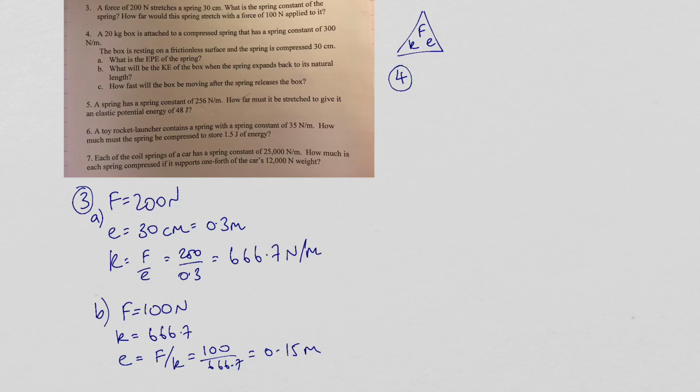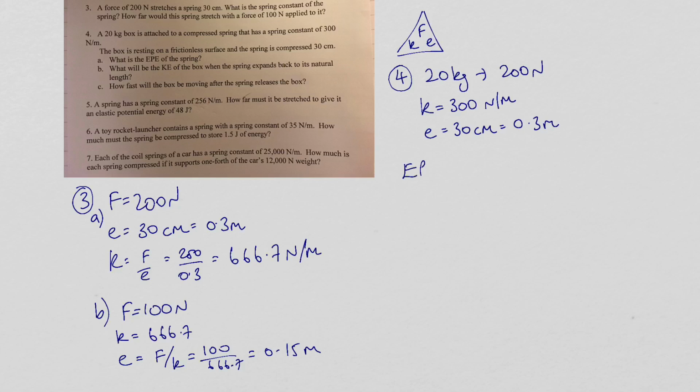For question 4, 20 kilogram box, we need to convert that into newtons, so it's 20 multiplied by 9.8 or 10, and the spring constant is 300. The box is resting on a frictionless surface and the spring is compressed by 30 centimetres. So 0.3 metres. What is the EPE of the spring?